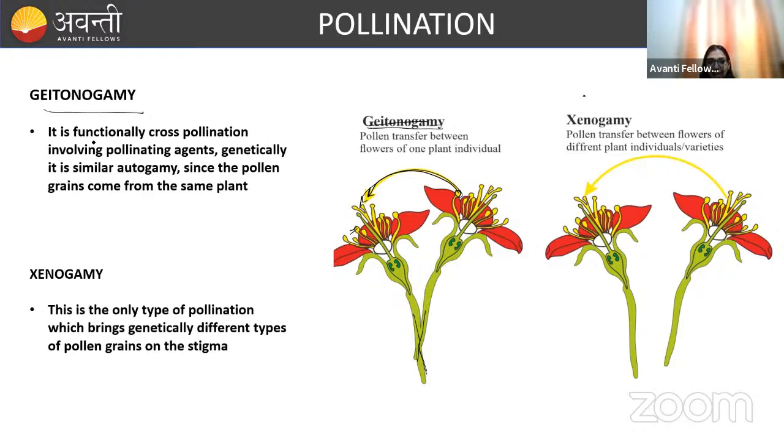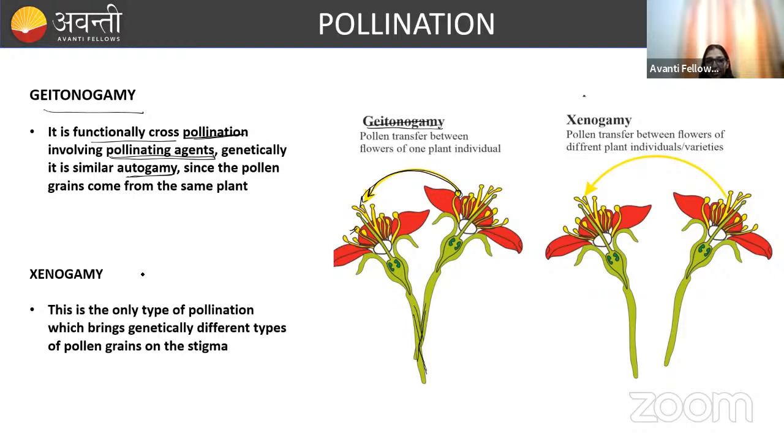In this case, it is functionally cross-pollination. But why is it functionally cross-pollination? Because it involves the pollinating agent. But it is genetically autogamy. Genetically, it is autogamy because the flowers belong to the same plant.